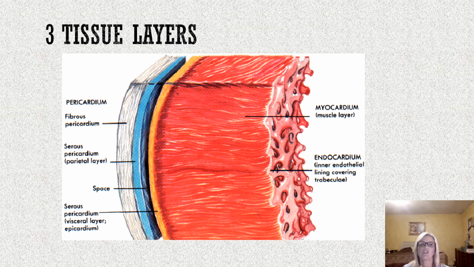So we have three tissue layers here, and it can take a little bit to grasp the distinction just from pictures. We have the pericardium. Remember, peri means around, so it is the outer layer of tissue surrounding the heart. And then we have the myocardium. Myo means muscle, so it's the actual muscle tissue. And then lastly, we have the endocardium, endo meaning inside, and this is an endothelial tissue lining covering the inside.